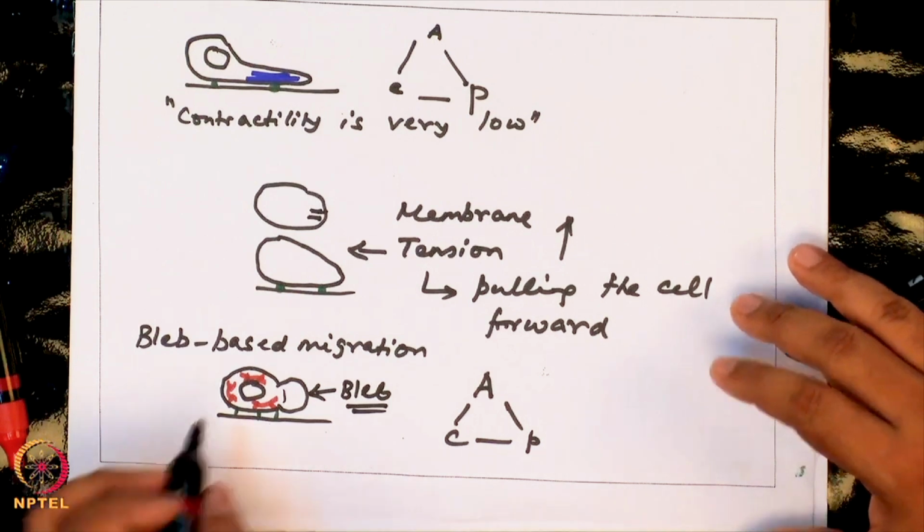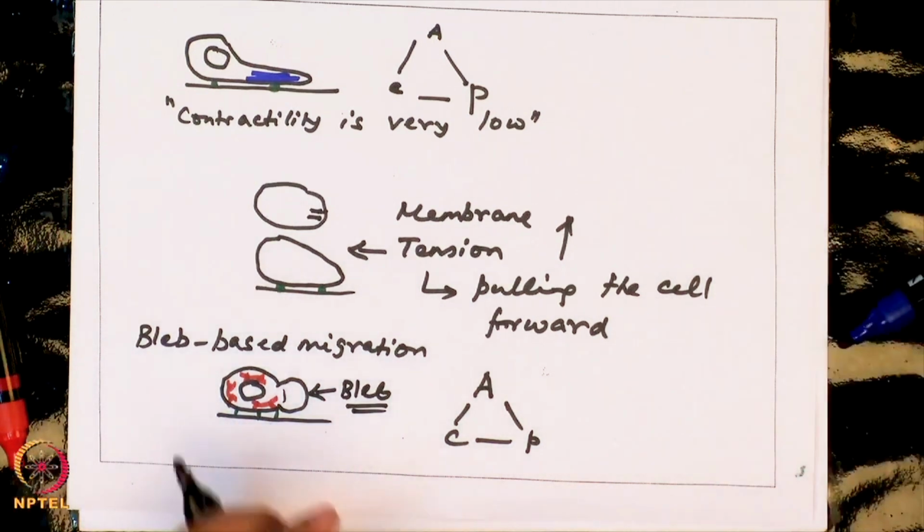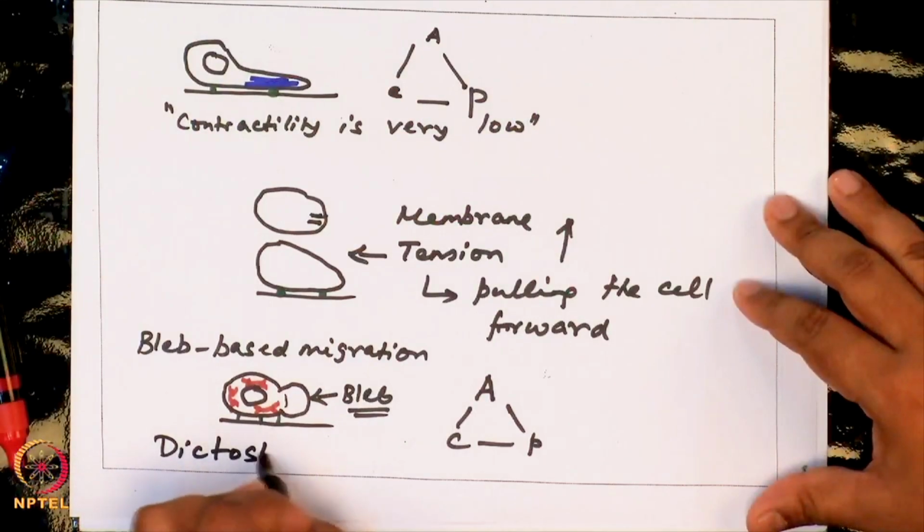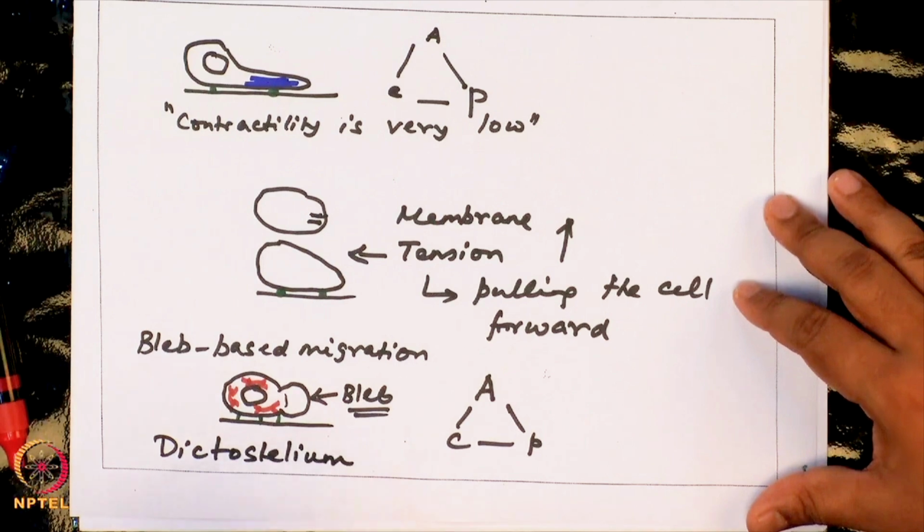You can keep on doing this repeatedly: you have a contraction, the cell moves forward, adhesions are broken, and so on and so forth. This kind of bleb based migration has also been observed in Dictyostelium. So, you have these three cases. Now, this is on 2D surfaces. In a 3D context, you can have various different situations.